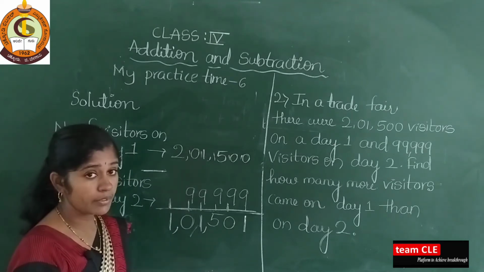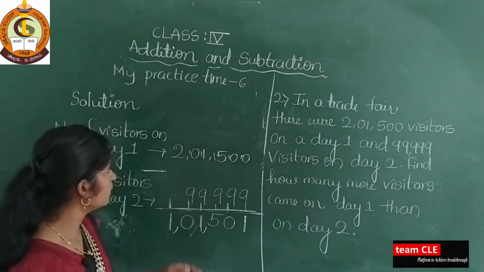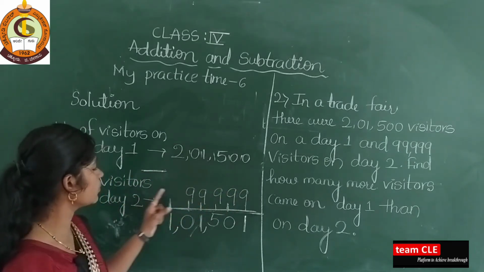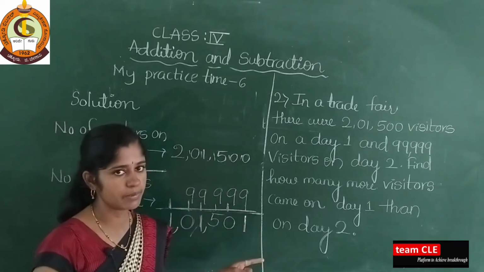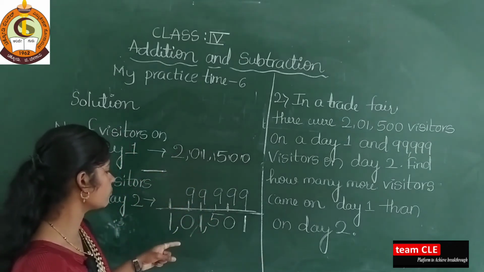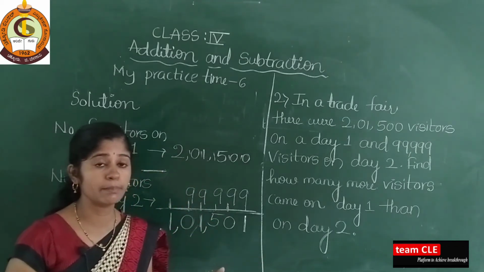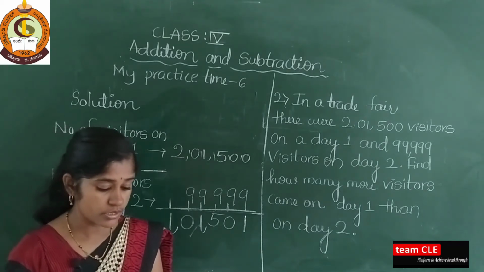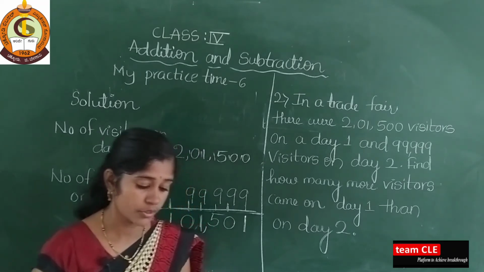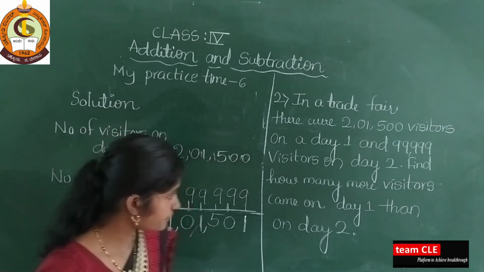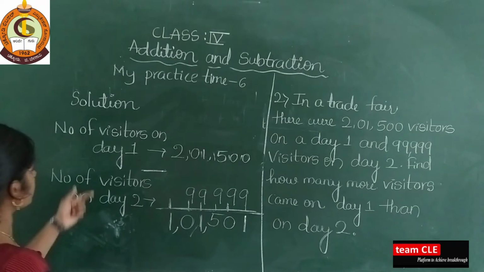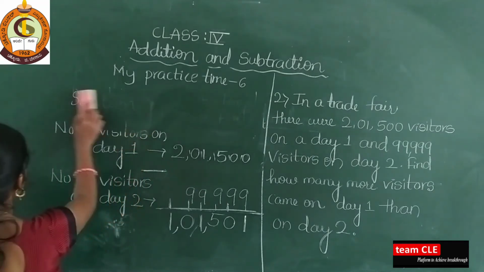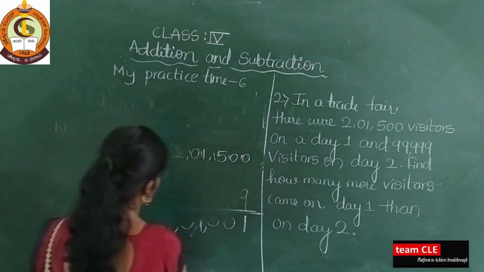Visitors visited more on day 1, because on day 1 it is 2,01,500, and on day 2 99,999 people visited. By subtracting you come to know how many more people visited on day 1. So this is the solution of the second question. See here, while solving the example you read the question carefully. Next, this is the solution, and writing the statement is also important here. So let us solve the third question.